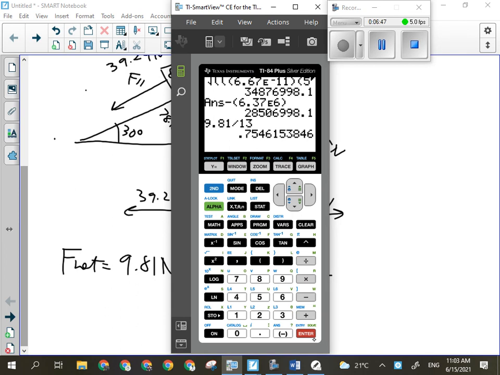Okay, so my acceleration is going to be 0.75 meters per second squared. Actually, I only have one significant digit, so it'll be 0.8 meters per second squared up the ramp, because it did ask about the 8 kilogram mass. Is that ringing a bell for everybody?